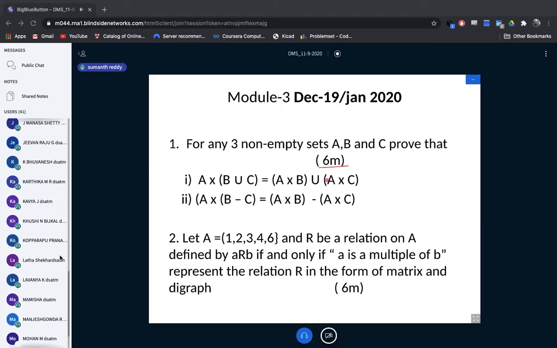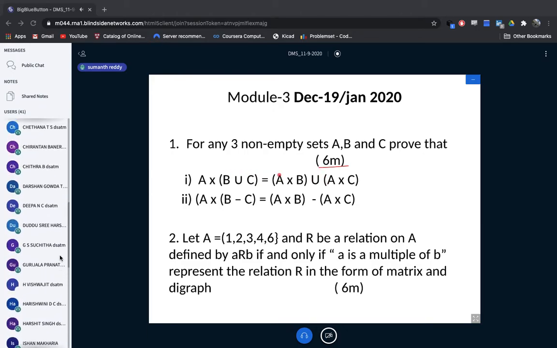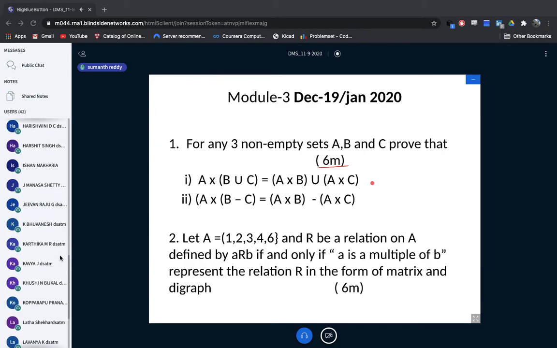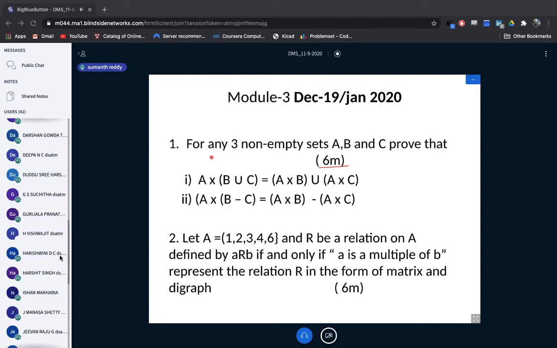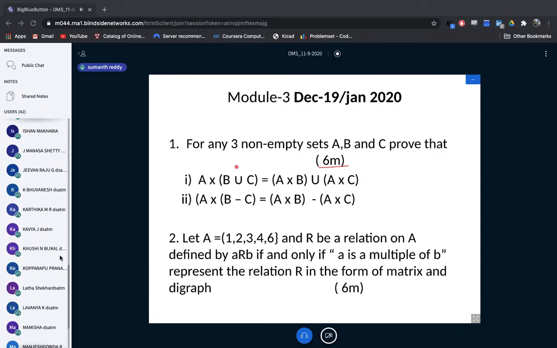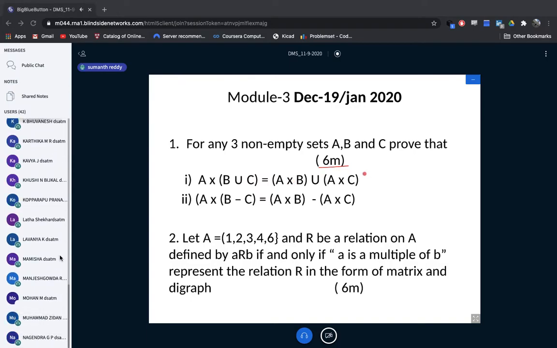3 marks each. So A cross of B union C is equal to A cross B union A cross C. You know how to solve this, right? You just have to take some arbitrary ordered pair like (x, y) that belongs to LHS, and prove that the same pair also belongs to the RHS. Then the first one is a subset of the second one. Similarly, if you prove that RHS is a subset of LHS, then from the rule of antisymmetry, both are equal. So easily you can get 6 marks here.